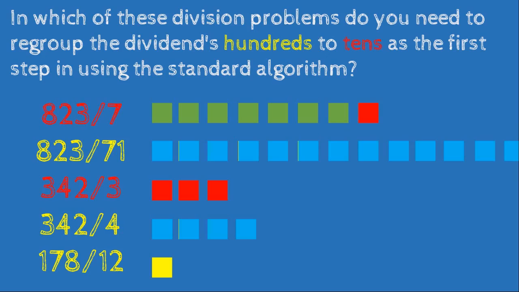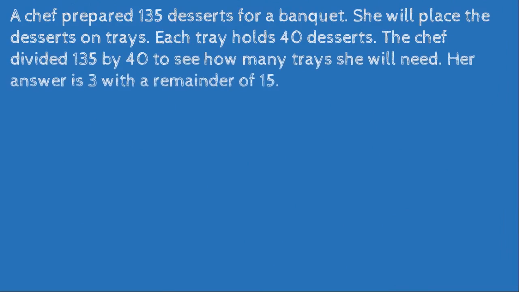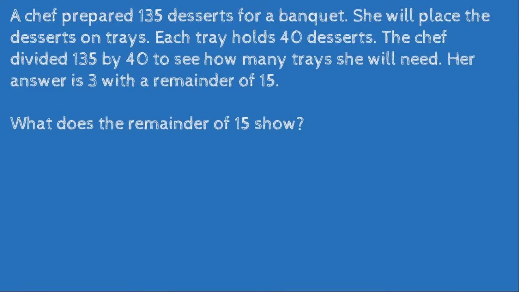Finally, we look at 178. The first number is 1. How many times can 12 go into 1? And again, it goes over. So we have to regroup in this division problem. We move on to our next example.